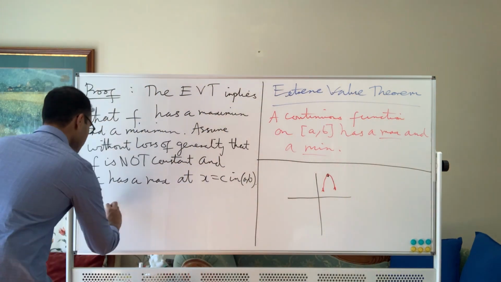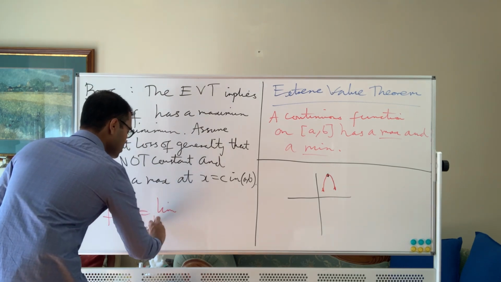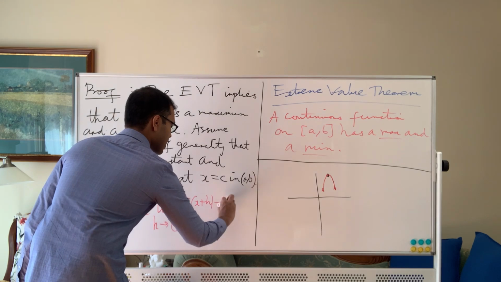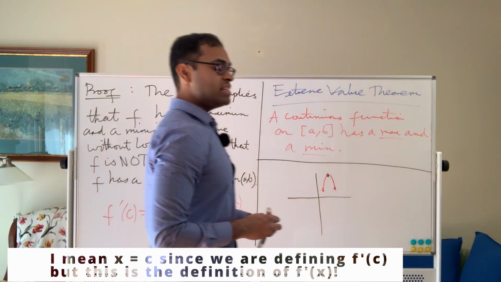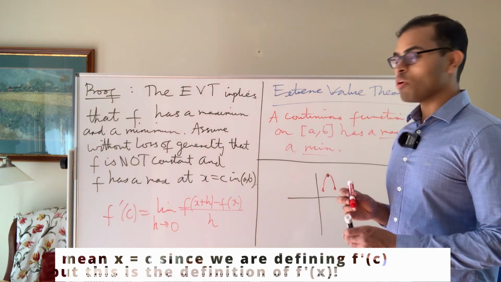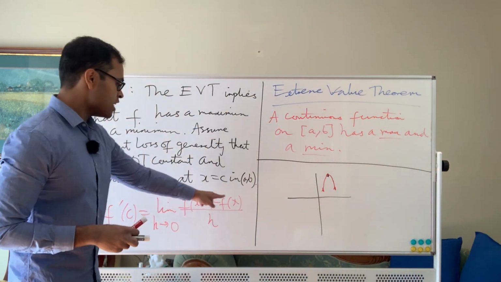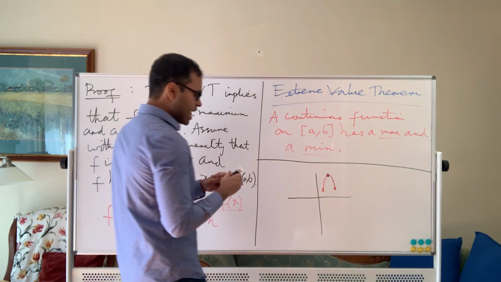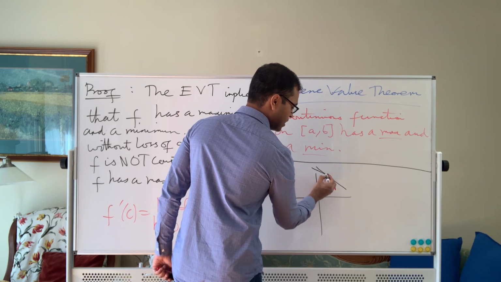So we know that f prime of c is going to equal the limit as h goes to 0 of f(x + h) minus f(x) divided by h. Now, this is the cool point. Think about what that limit is. This f(x + h) minus f(x) over h is the slope of a secant line. And as h goes to 0, the secant line approaches a tangent line.